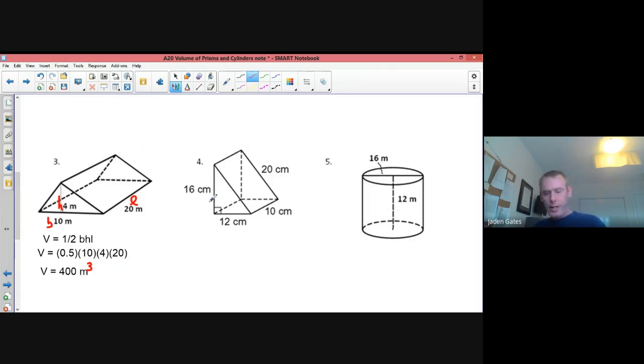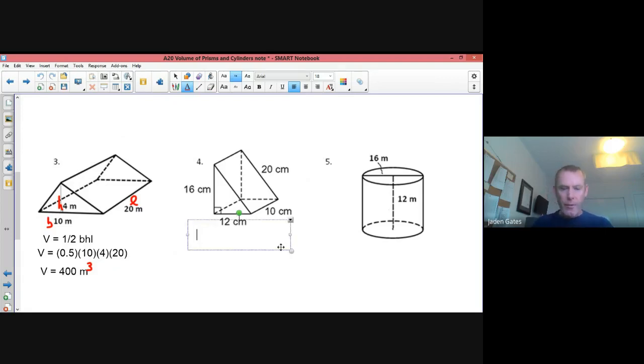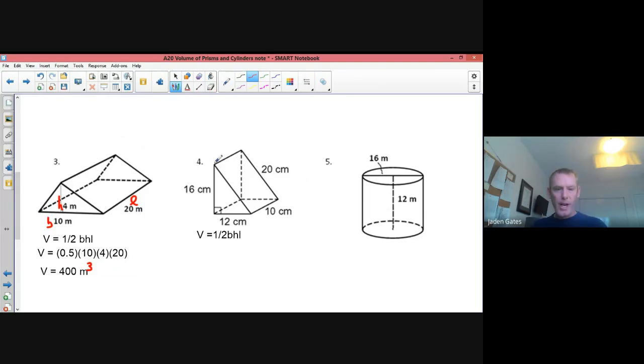All right, now here's a little bit of a different diagram here. Again, it's a triangular prism because I could cut this thing and the cross sections would all be the same. And so again, same formula, V equals 1/2 base times height times length. All right, and so I'm going to label my diagram.